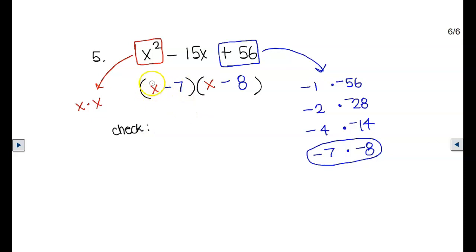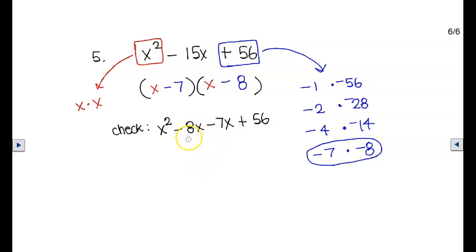So starting with x, we'll do x times x and get x squared. We'll do x times negative 8 and get negative 8x. We'll do negative 7 times x and get negative 7x. And we'll do negative 7 times negative 8 and get a positive 56.